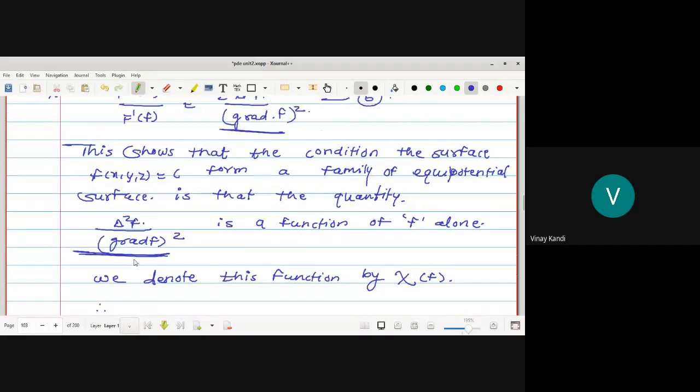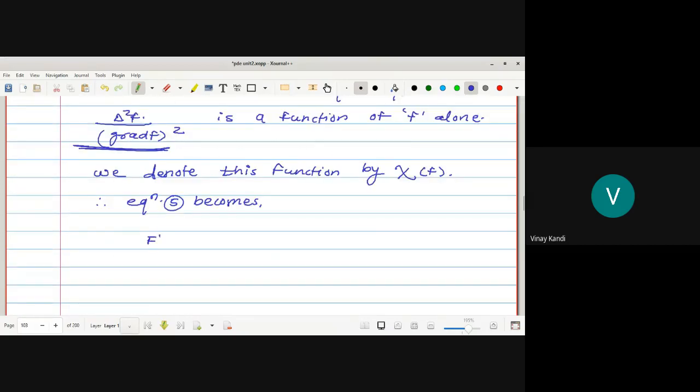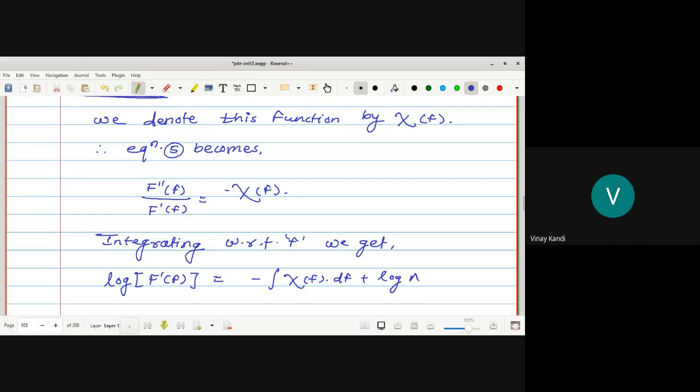Therefore equation 5 becomes F double dash of f divided by F dash of f is equal to minus chi of f. Now integrating with respect to small f, we get log of F dash of small f is equal to minus integration of chi of f df plus log a, where log a is the integration constant.